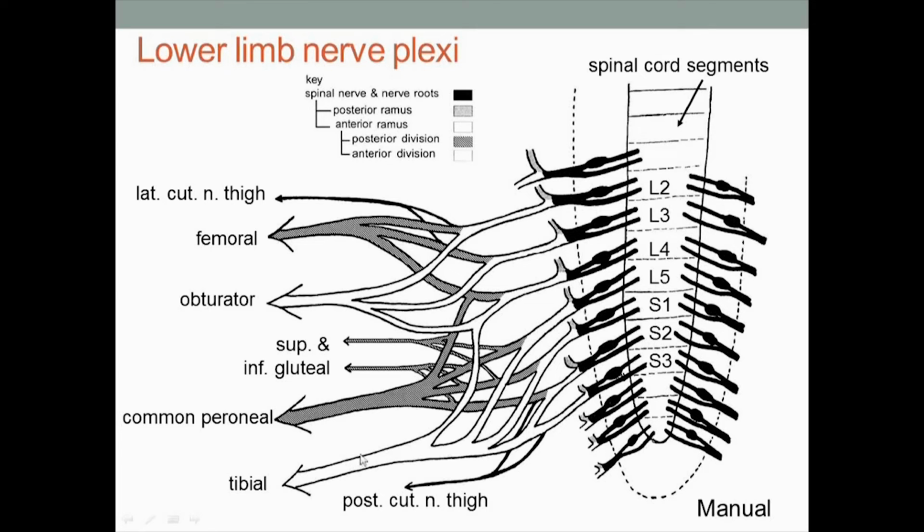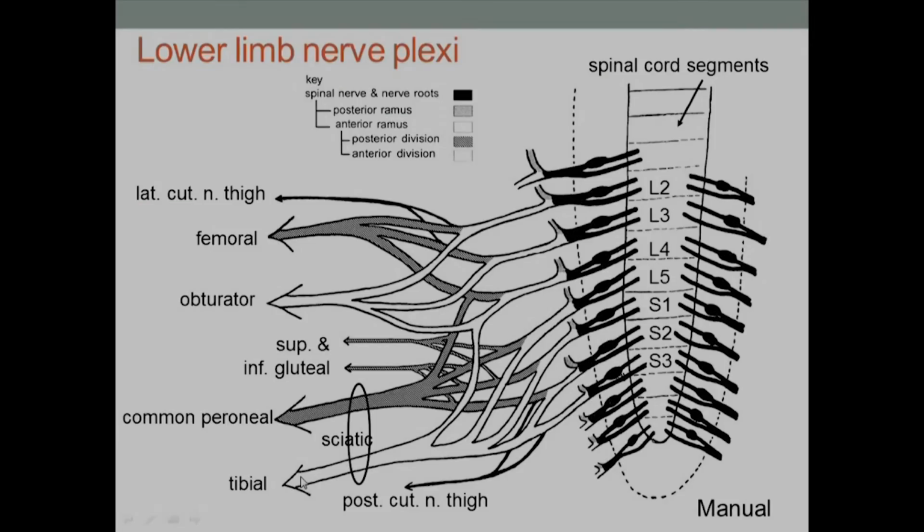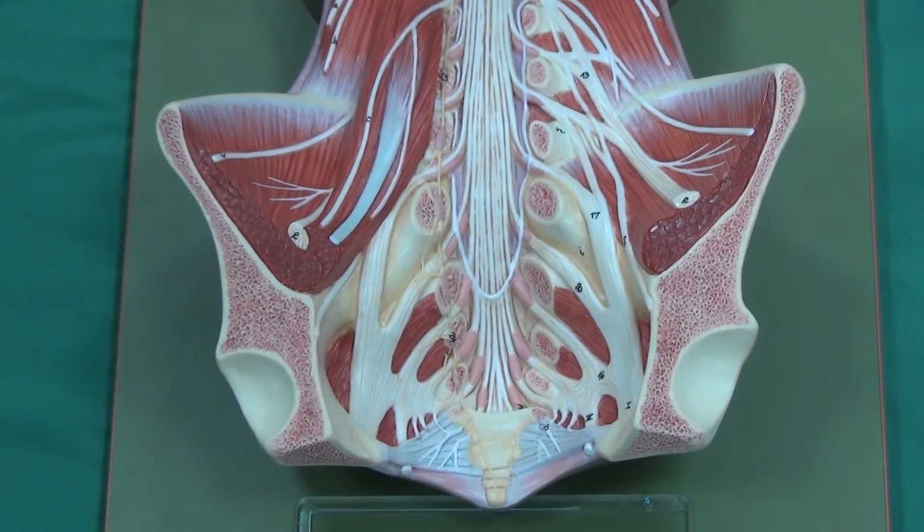The nerve that's missing on here is the sciatic nerve, and that's because in fact, as I indicated previously, it's really a combination of two nerves that travel together for a short time. So they emerge in the gluteal region as the sciatic nerve, and later on they'll divide separately into the common peroneal and tibial. So we've seen a diagrammatic version of the plexi making their way to the lower limb.